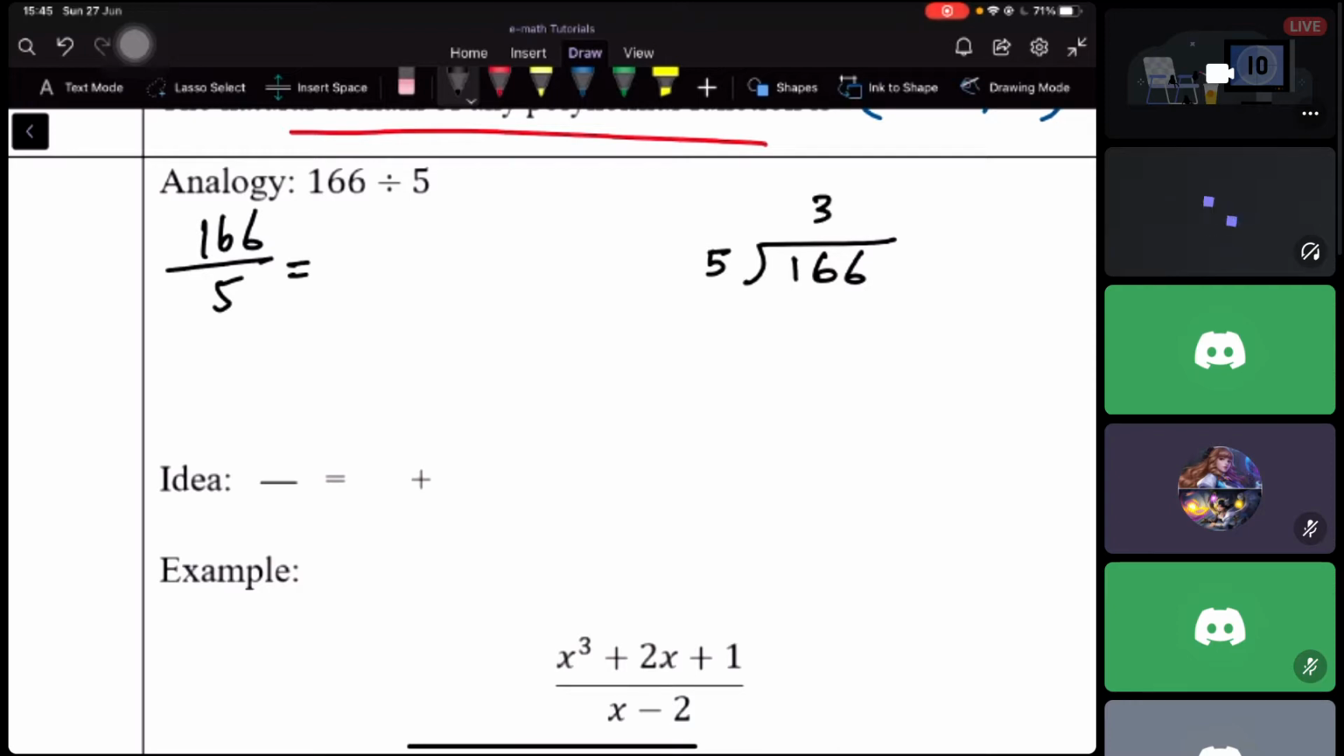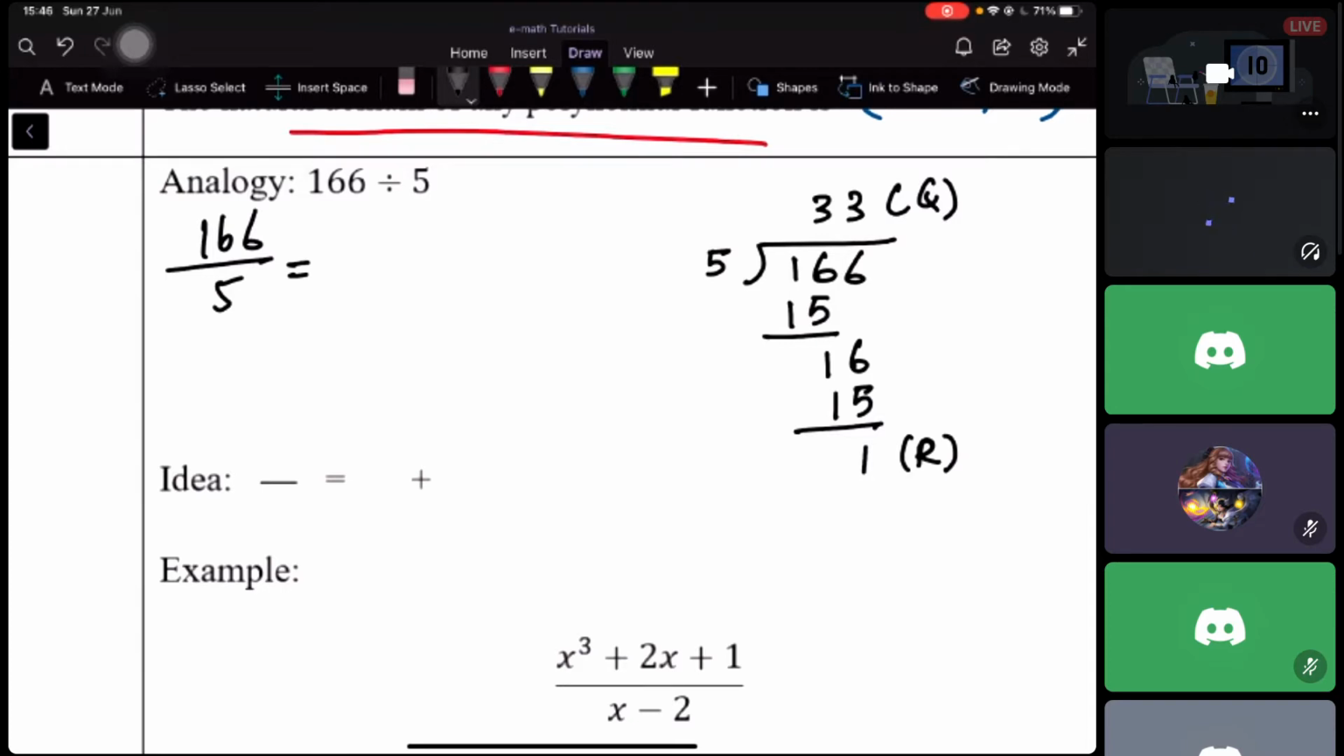5 times 3 is 15. And then what? Minus, right? 16 minus 15 is 1. Then bring down the 6, is 6. 5 times what? 5 times 3 again is 15. And 1. And 5 times what can give you 1? No more, right? Unless you want to go decimal. But I will just stop here. This is the remainder. This is the quotient.